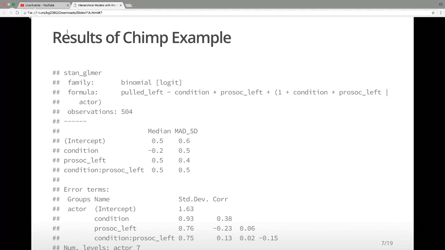So the intercept from one chimpanzee to the next was estimated to have a standard deviation of 1.63, or at least that's the posterior median. Whether the thing was on the left or the right, that has a standard deviation of 0.76 on that parameter. The experimental condition pertaining to the identity of the other chimpanzee, all of these have relatively large standard deviations from one chimpanzee to the next.